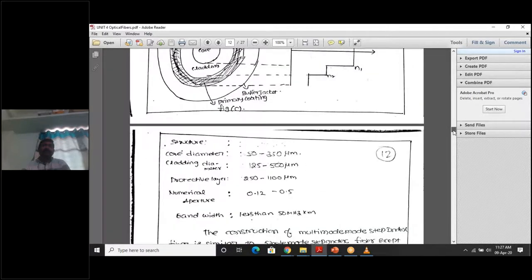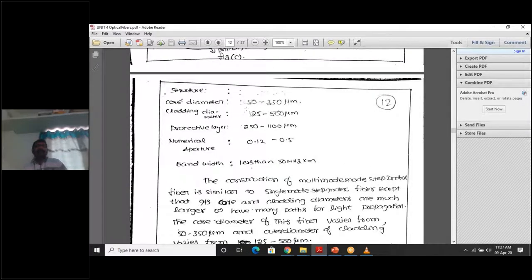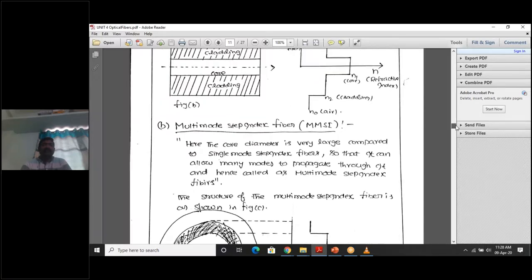Let us compare the structure of core with the cladding. Here the diameter of the core of the multimode step index is 50 to 350, whereas the diameter of the SMSI, single mode step index, is just 5 to 10. Because of this, the MMSI allows more modes of light to propagate inside. The diameter of the cladding is 125 to 500 micrometers. The protective layer is 250 to 1100. Numerical aperture is 0.1 to 0.5. A numerical aperture of 0.5 means the light gathering ability is very, very high. It is obvious because it is allowing more than one mode of light, capturing more than one mode of light. So this is the comparison of single mode optical fiber with multimode optical fiber.